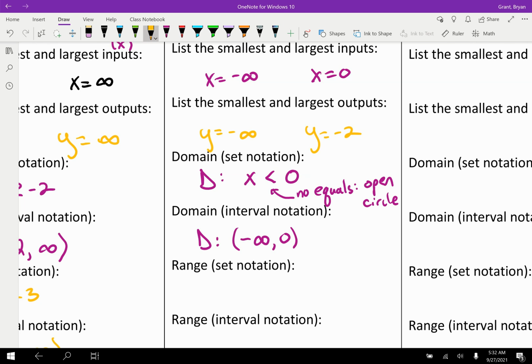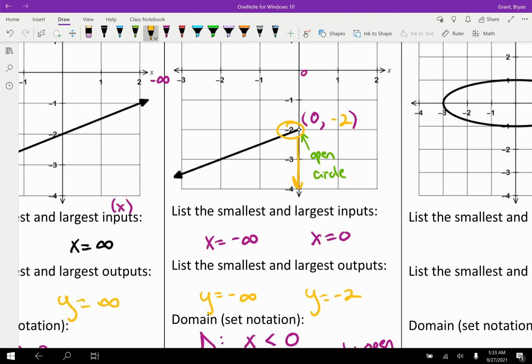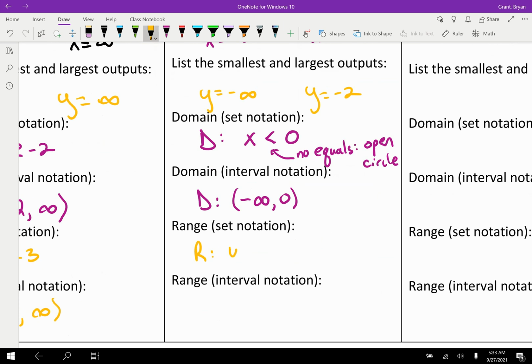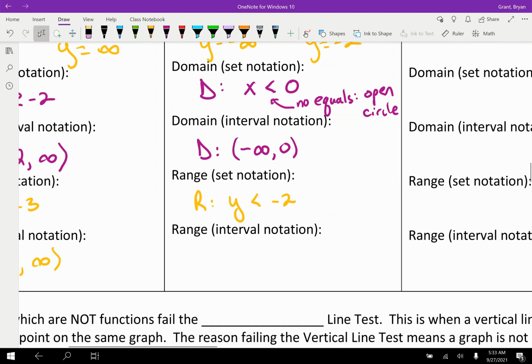Let's try the range. Okay. Our range here, well, let's see. It looks like we start at -2 and go below -2. So our y values here are going to be less than -2. Can we put the equal sign? Well, if we look over here, this is still an open circle. There's no actually y of -2 there. That's just the starting point, but not equal to. So we have no equals here as well. So no equals, and that is because there is an open circle.